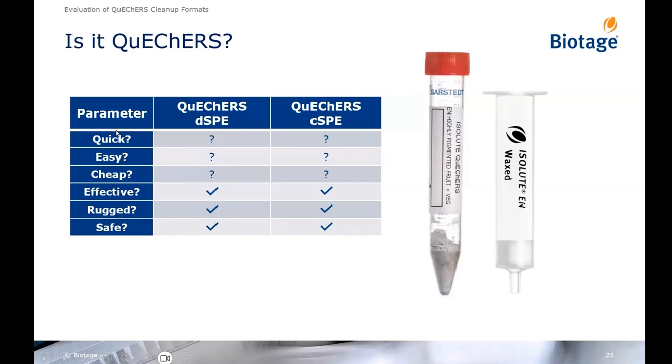But what about the three other parameters? Is it quick? Is it easy? And is it cheap? And that's really what makes, outside of the chemistry of the QuEChERS technique, it stands for quick, easy, cheap, effective, rugged, and safe. So you have to really hit all those points to call it QuEChERS.